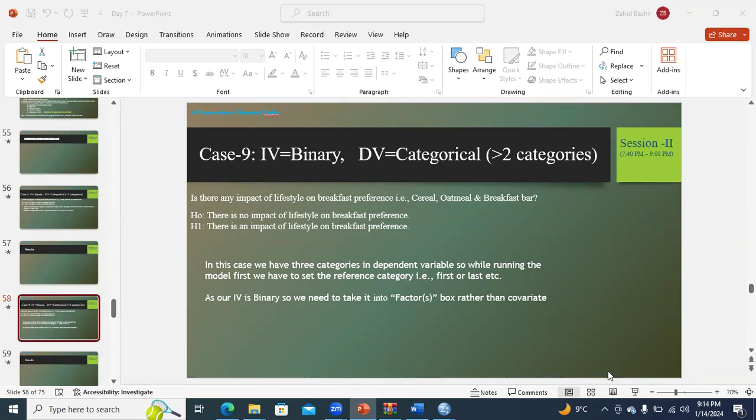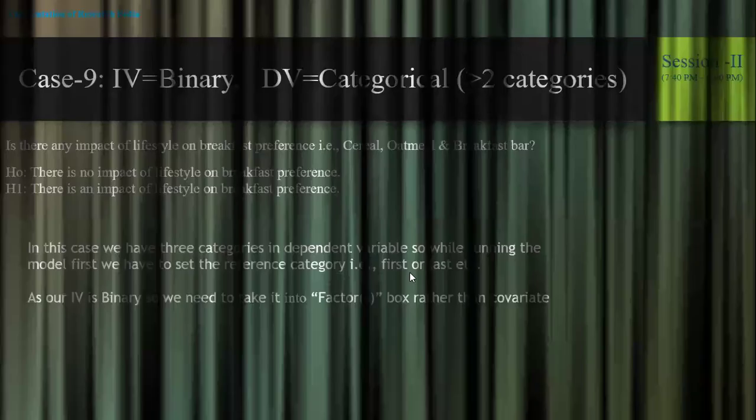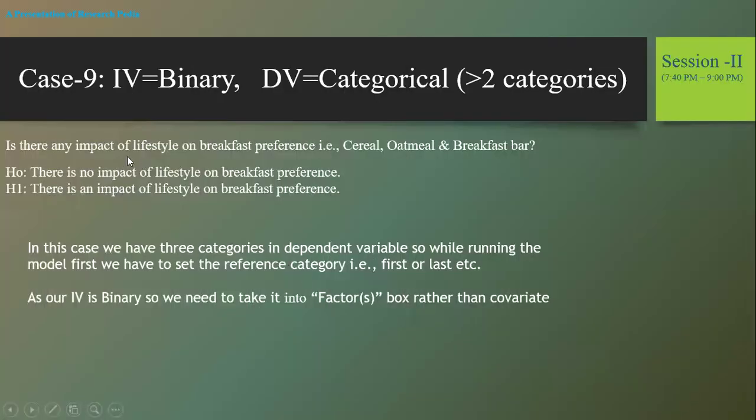So here it is, case number 9. When you have a binary independent variable and you have a categorical dependent variable. So what is the actual scenario over here? You need to understand the scenario. Is there any impact of lifestyle on breakfast preference? So you are basically seeing the impact of lifestyle on your breakfast preference. Different people may have different lifestyles, and we measure the impact of their lifestyle on breakfast preference. So how can we do it?